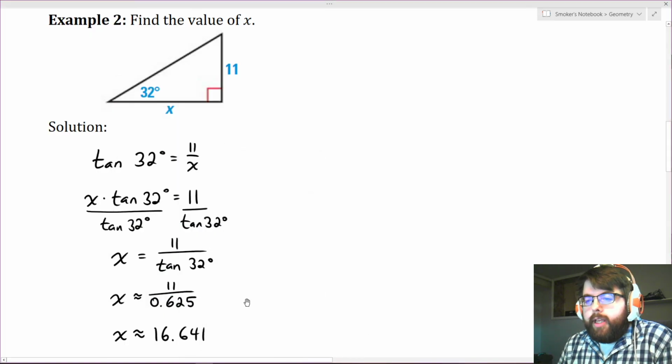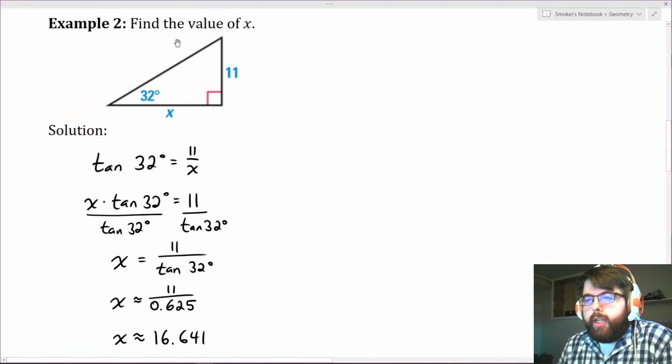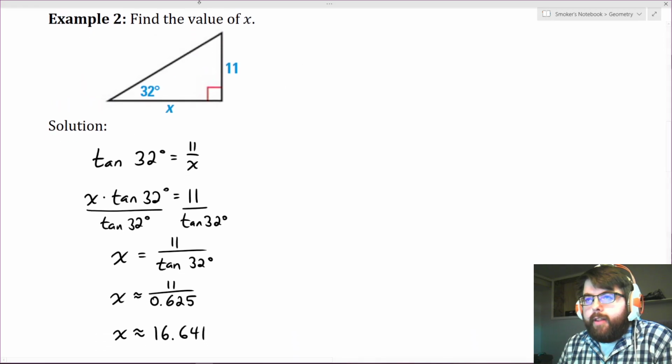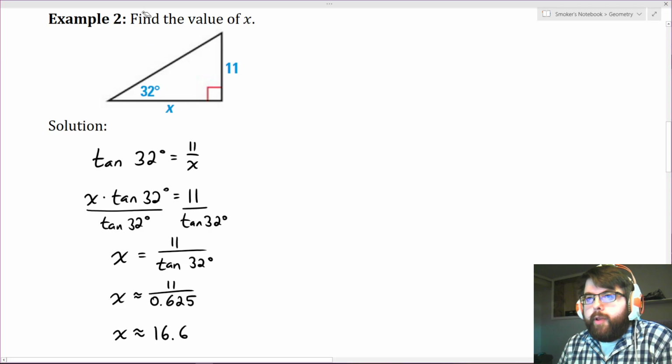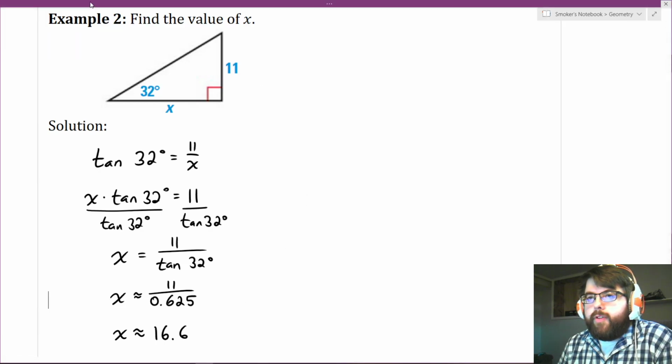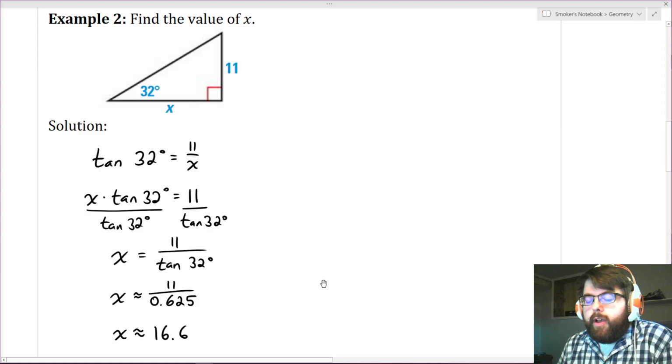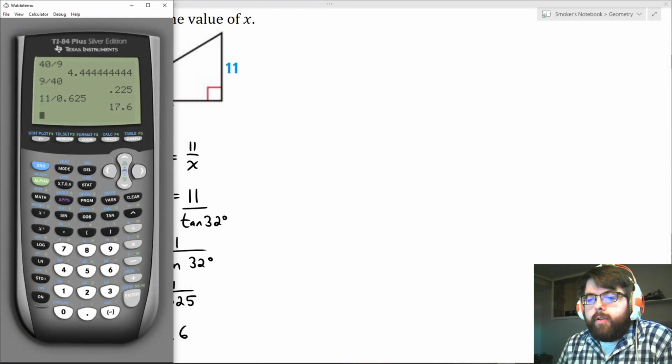17.6 is sufficient. You don't need, did I say 3? Nope, I did not say 3 decimal places. I'm actually going to change this right now to just 1 decimal place. Typically for sides, 1 decimal place is enough, unless I say otherwise in the problem. So 16.6, oh, wait, did I do something wrong?